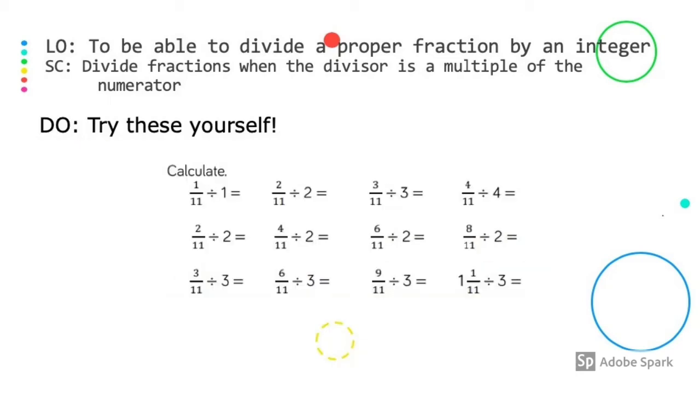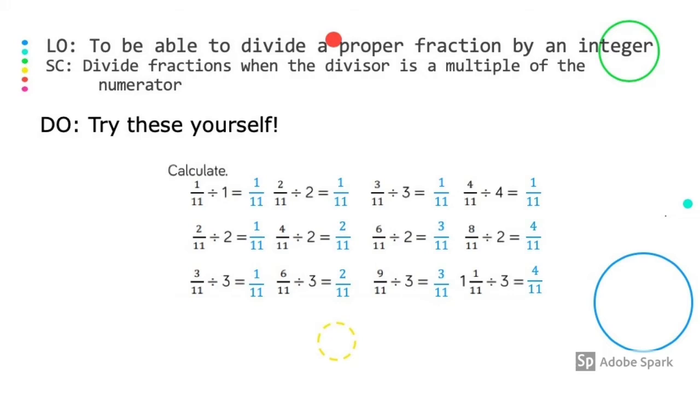Right, I'd like you to have a go yourself. So, in all of these questions, the divisor, so the thing that you're dividing by, is a multiple of the numerator. So when you're dividing, you only need to divide the numerator by the divisor. Pause the video now and have a go yourself.